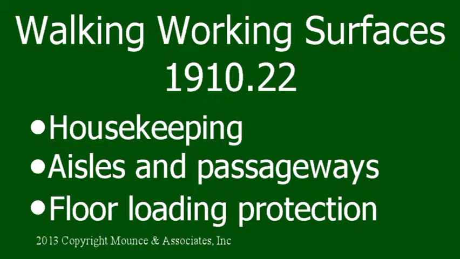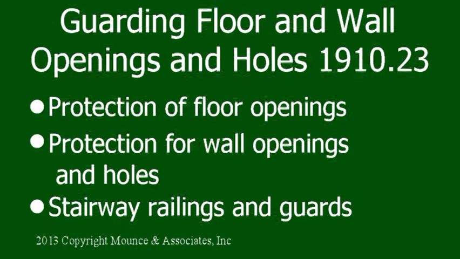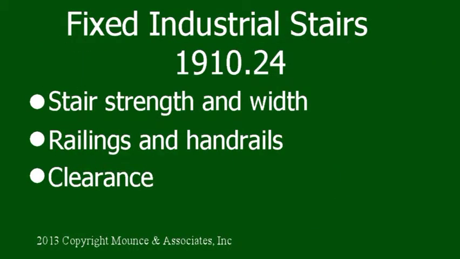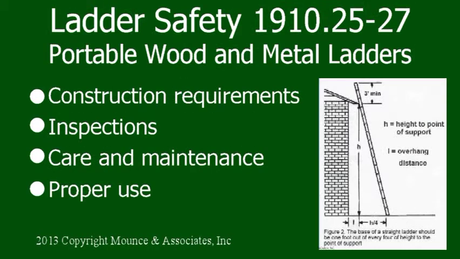There must always be sufficient room for aisles and passageways and they must be appropriately marked. Every working surface must bear a label stating the maximum load capacity of that surface. Guarding floor and wall openings and holes. This section covers protection of floor openings, wall openings, and holes, and the requirements for stairway railings and guards. Fixed industrial stairs. This section covers stairs strength and width, railings and handrails, and clearance.